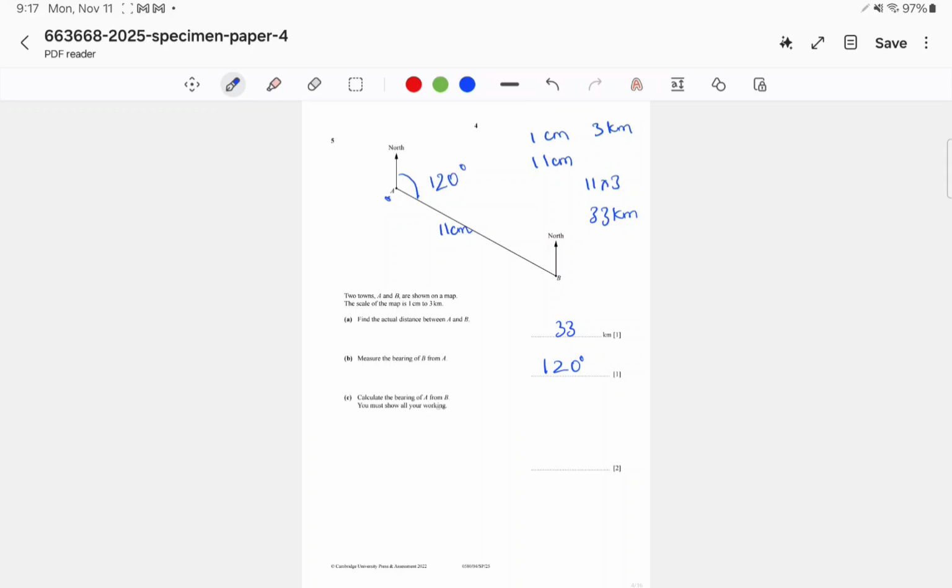Calculate the bearing of A from B. From this side you have to measure this angle. You must show all your calculations. So we know the total sum of the angles is 180 degrees. We know one angle, the bearing of A, is 120. Therefore it is equal to 60 degrees.